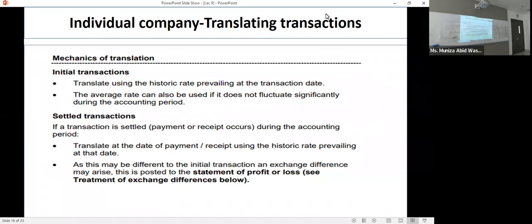There could be a loss, of $0.1. There the loss could be there. So they say as this may be different to the initial transaction, an exchange difference may arise.